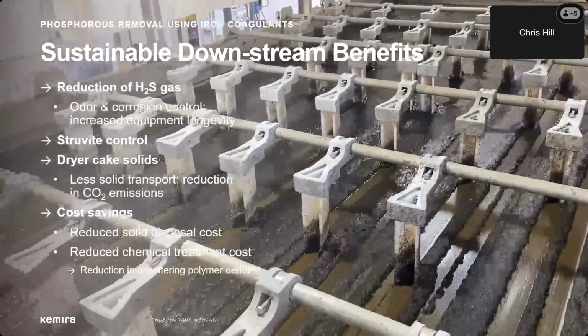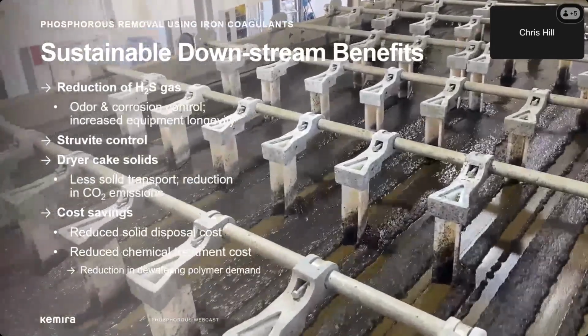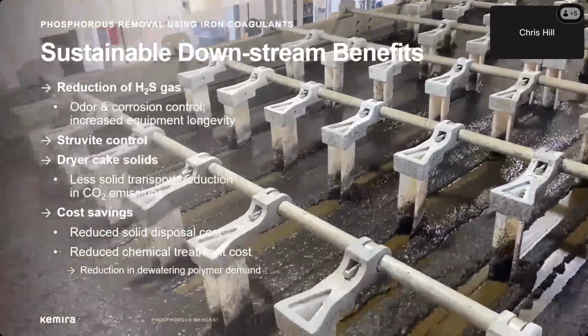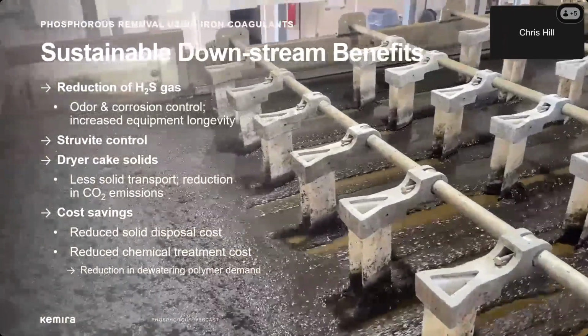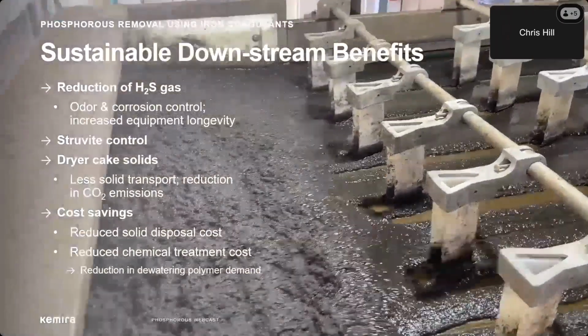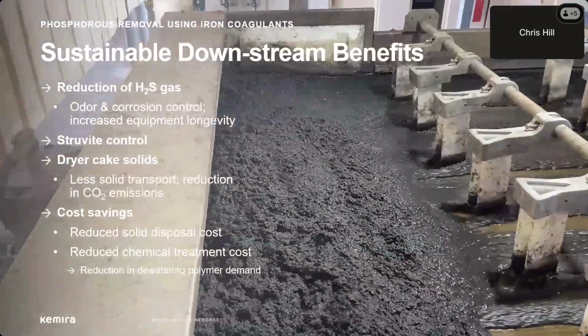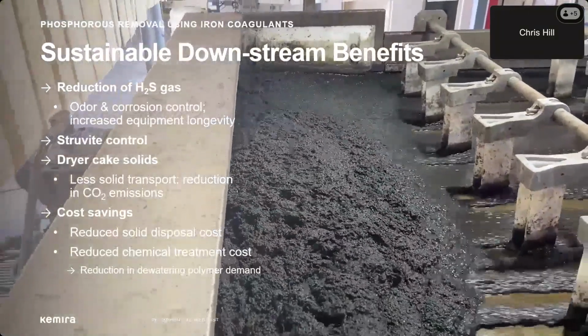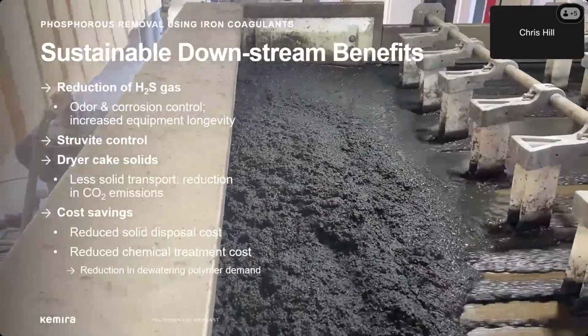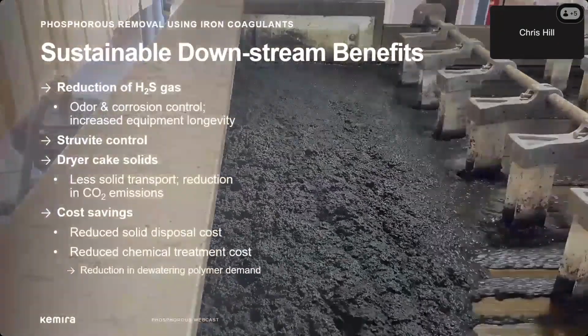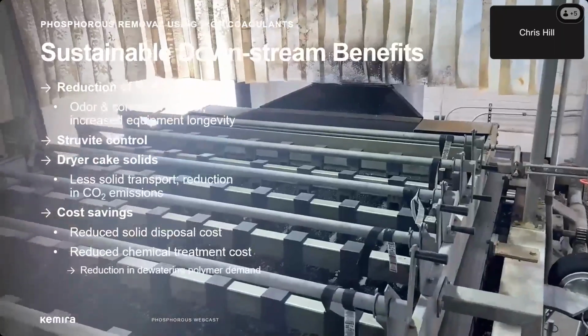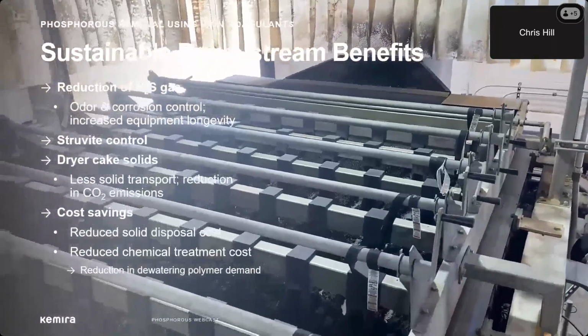Struvite forms in facilities with anaerobic digestion when the levels of soluble ammonia, phosphate, and magnesium are elevated due to the breaking down of activated sludge. By precipitation of the phosphate precursor to struvite, iron coagulants effectively stop struvite formation. The reduction and prevention of struvite improves sludge pump efficiency and reduces operational maintenance and cleaning costs.